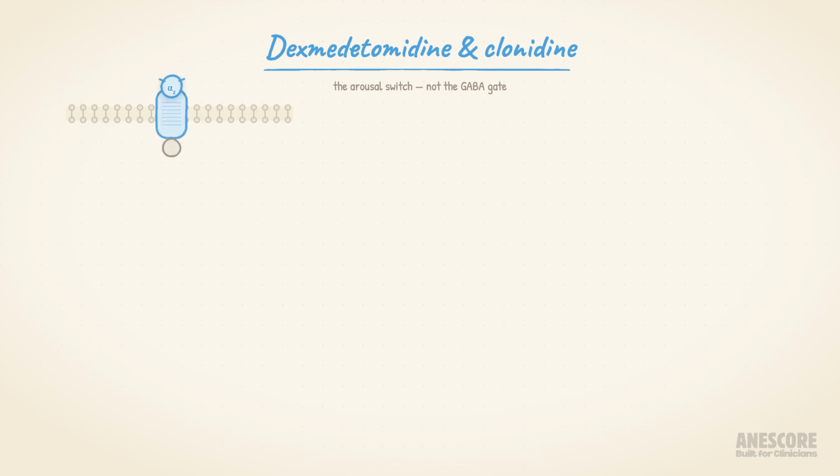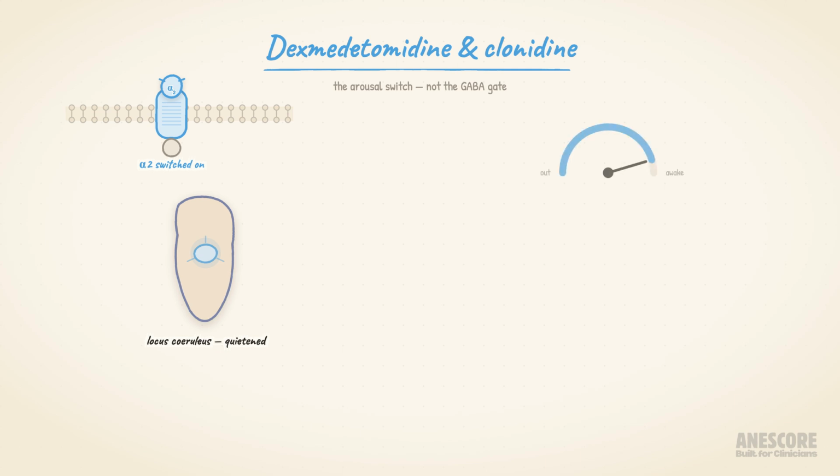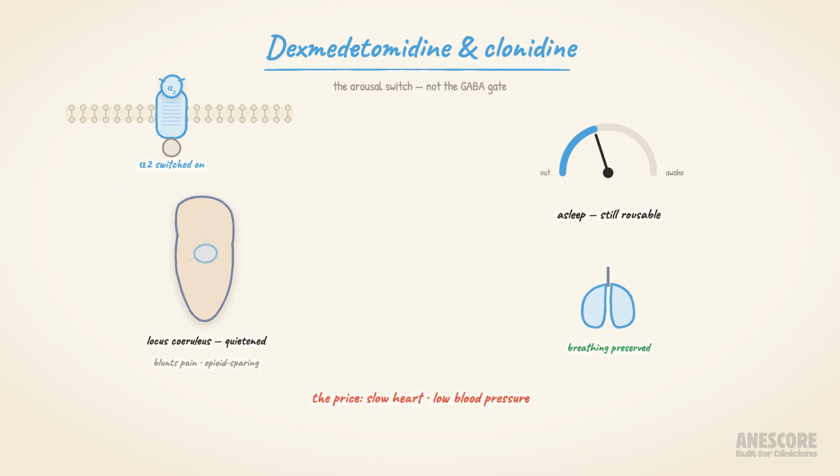Step away from the GABA gate now, because the next two drugs work somewhere else entirely. Dexmedetomidine and clonidine switch on alpha-2 receptors in a small brainstem nucleus, the locus coeruleus, that governs arousal. Quieten it, and you get a remarkable kind of sleep. The patient drifts off, but can still be roused to cooperate. And crucially, breathing is barely touched. They also blunt pain, sparing opioids. The price is a slow heart and a lowered blood pressure. Dexmedetomidine is cleared by the liver. Clonidine doubles as a blood pressure drug. This cooperative sedation is exactly what a modern intensive care unit wants.